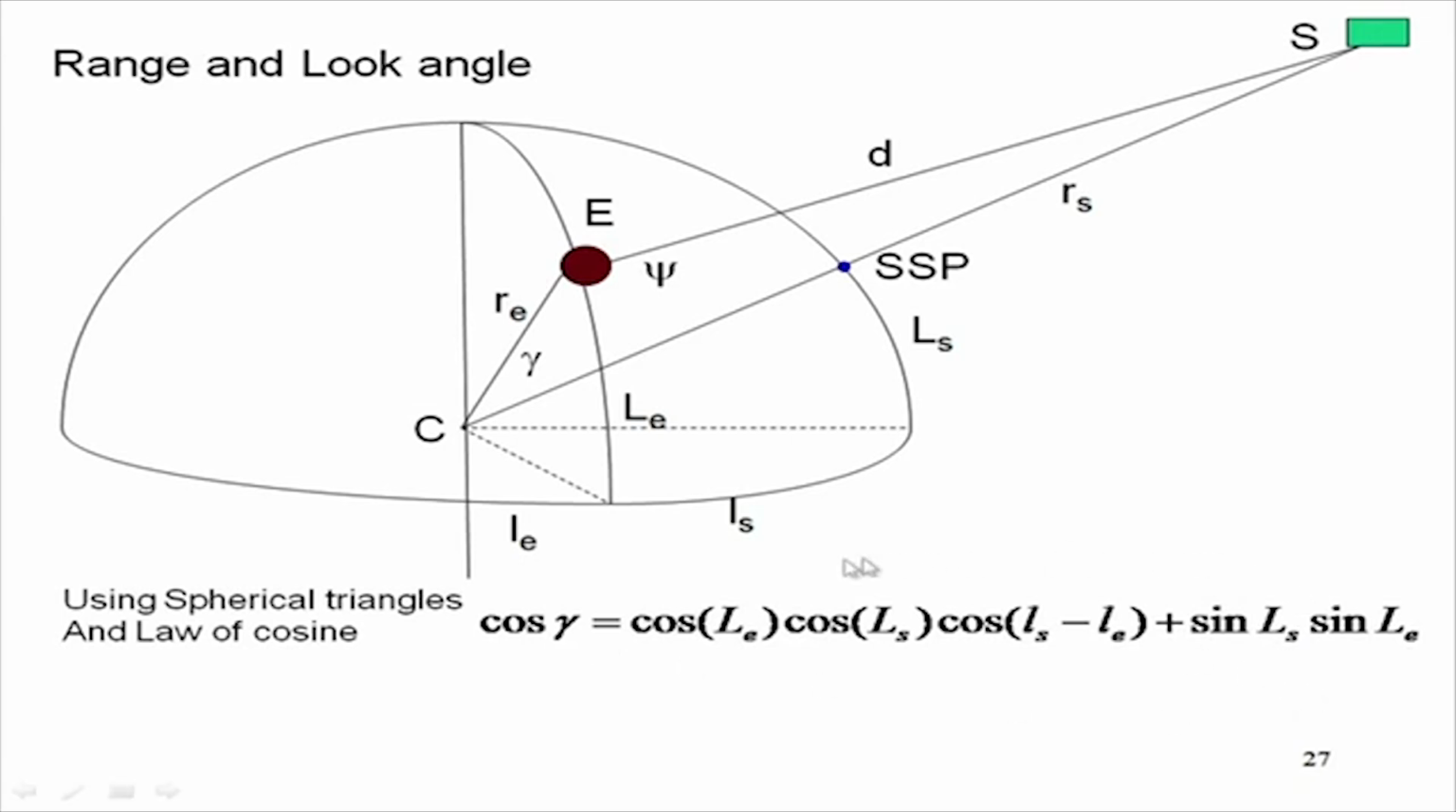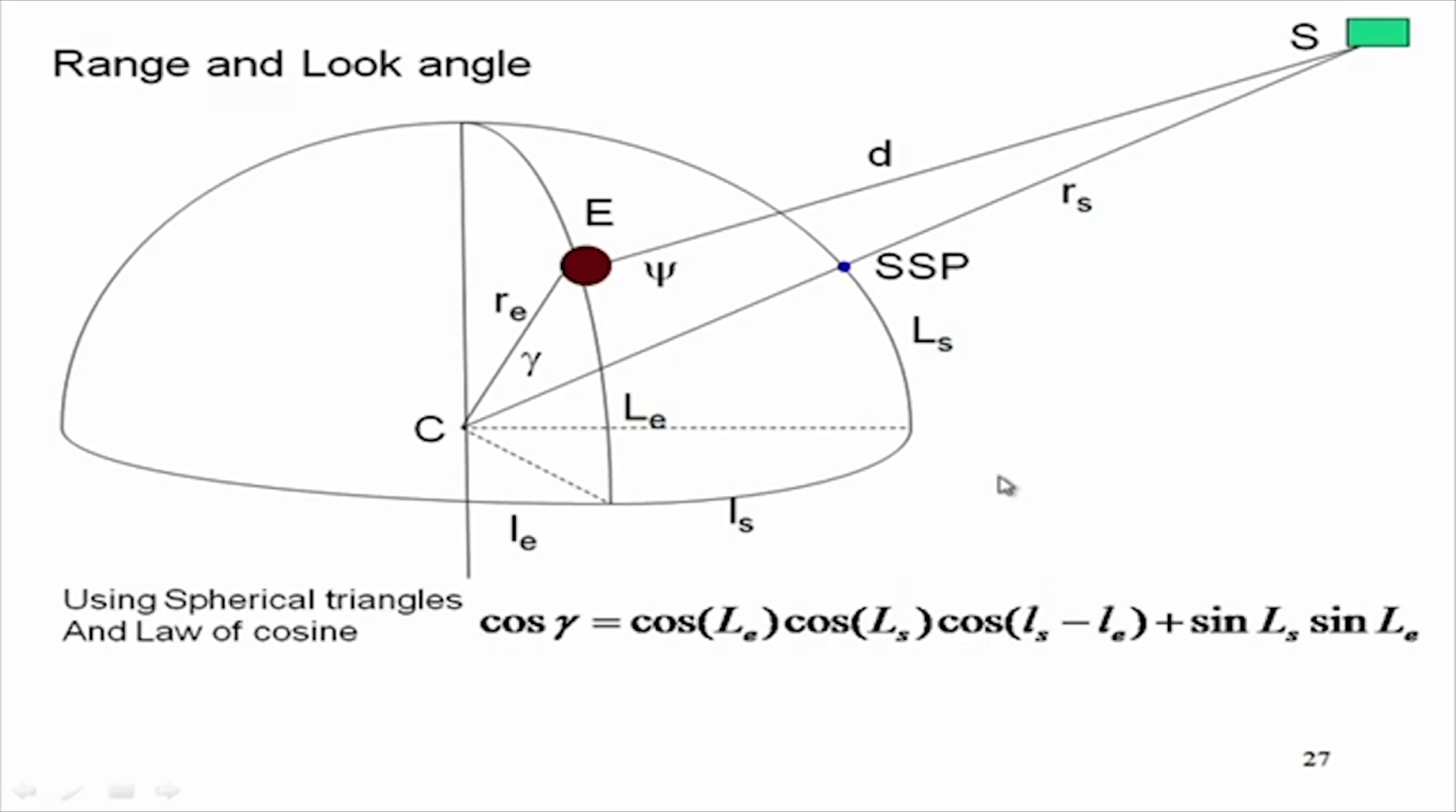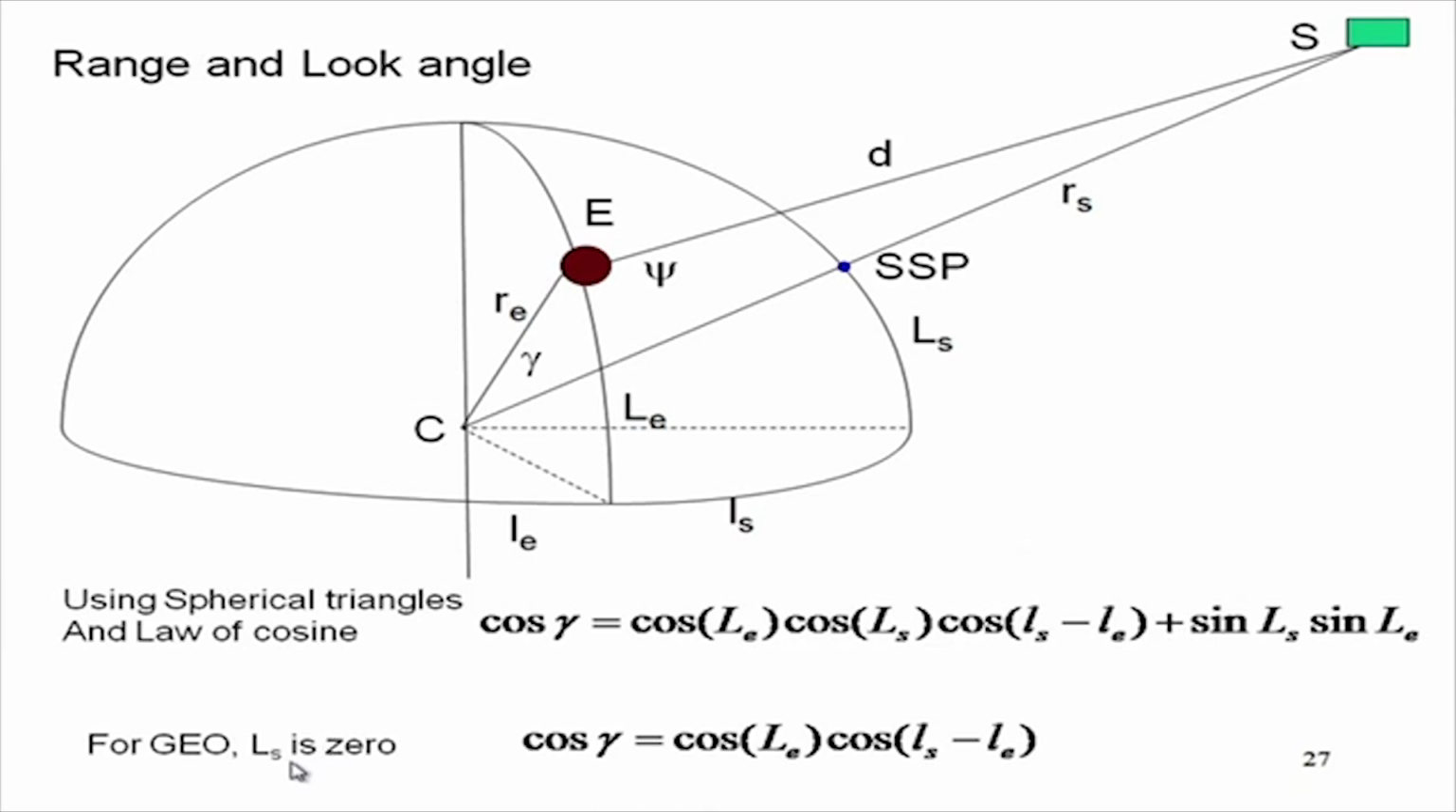Now, one interesting thing: this is a generalized expression. So, for a geostationary orbit we have said that the subsatellite point has no latitude, that is, it is on the equator. So, Ls is 0. Putting Ls equal to 0 here, you get cos gamma equal to cos Le times cos of the difference of longitude of the station and subsatellite point. Now, this is to find out the distance and the elevation.